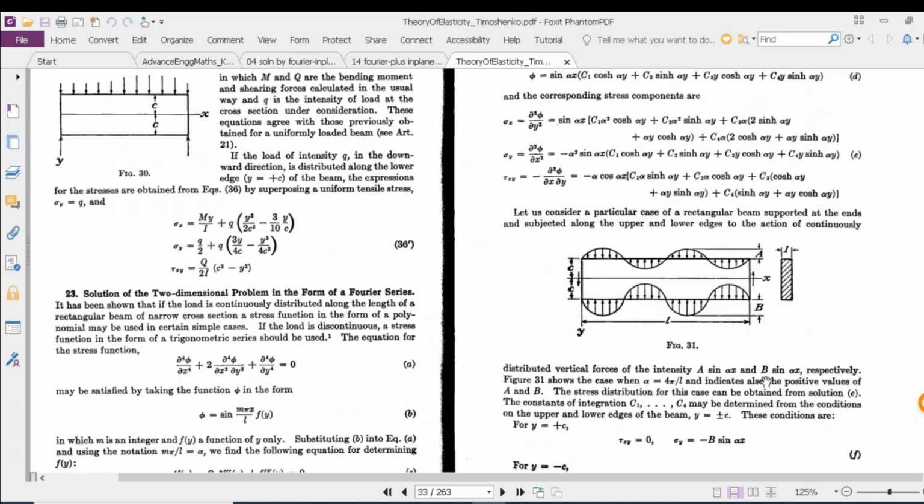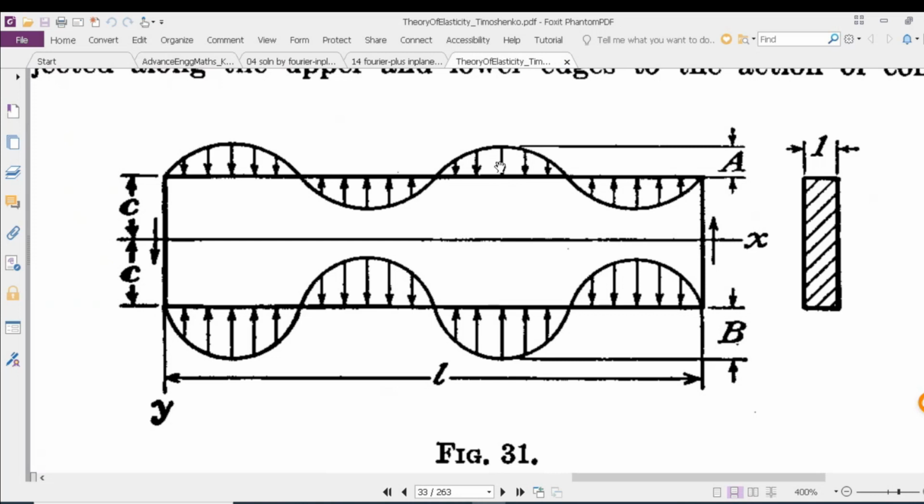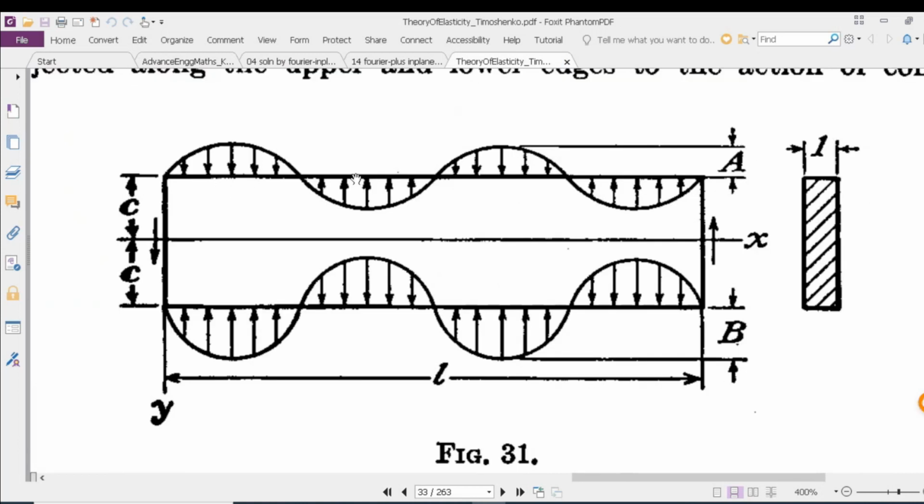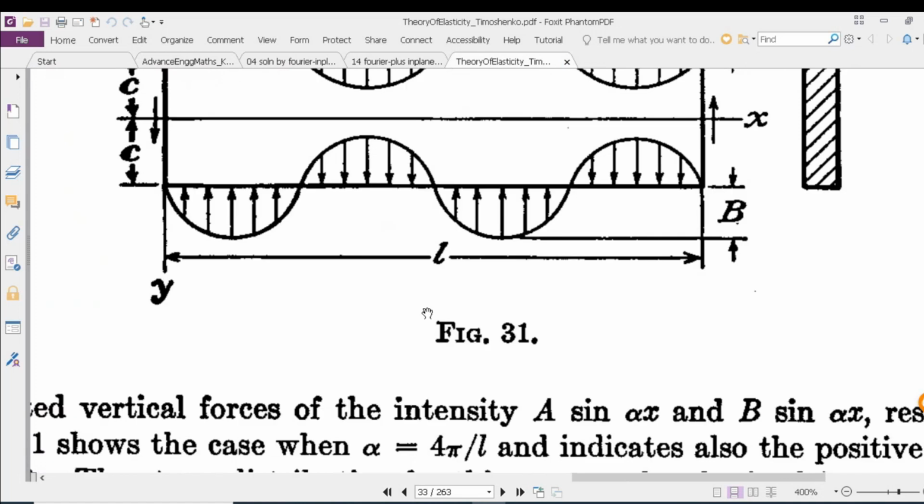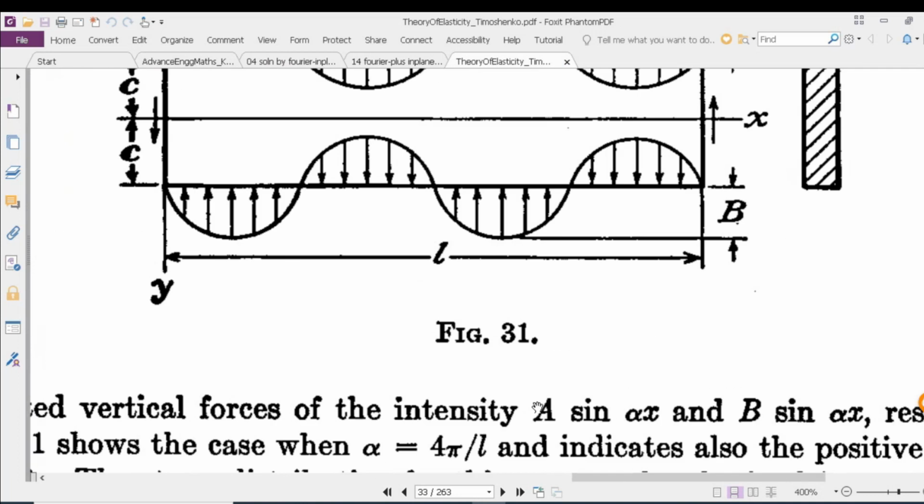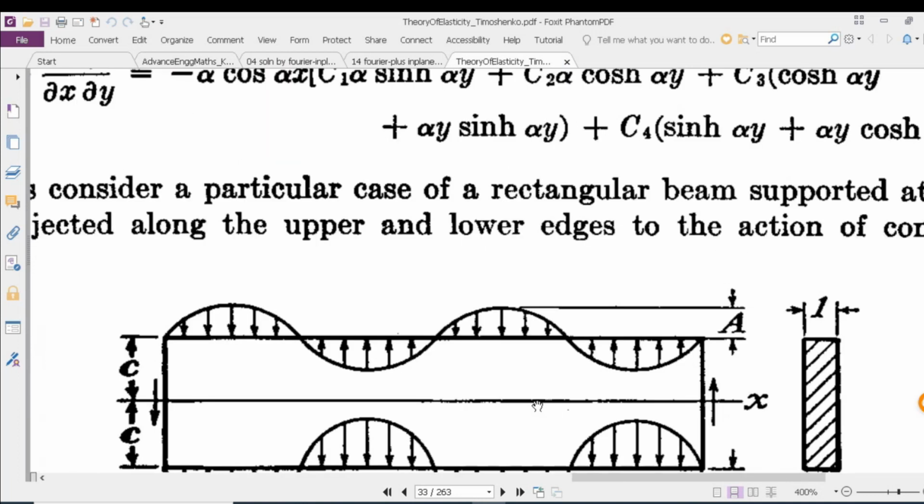A and B are the amplitude of sine wave at the top and bottom of the wall. Alpha will be equal to 4 pi by L. Since we have two full sine waves, therefore we can write alpha times L is equal to 4 pi. And from there, we will get alpha is equal to 4 pi by L. Now, we can apply the boundary conditions and get our constants.